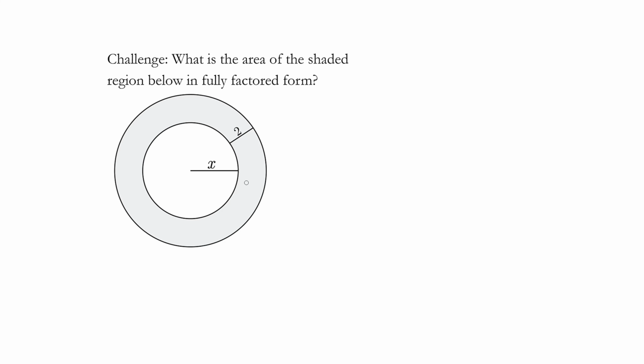So we have a challenge here. What is the area of this shaded region? Notice how we have a circle. So the area of the shaded is pi R squared, which is the area of the entire circle, the large circle, minus pi r squared, which is the little circle, the tiny, tiny little circle here.